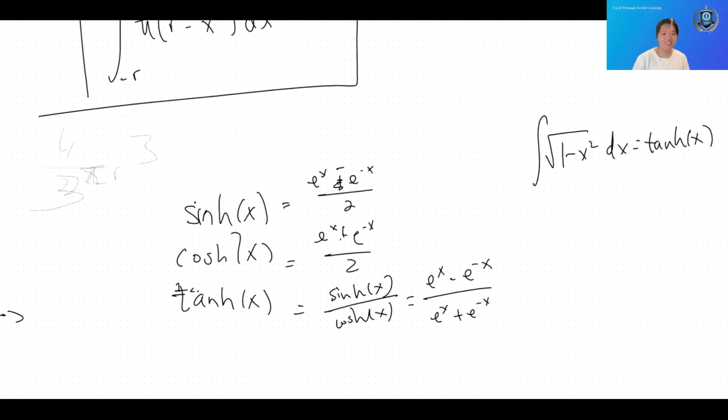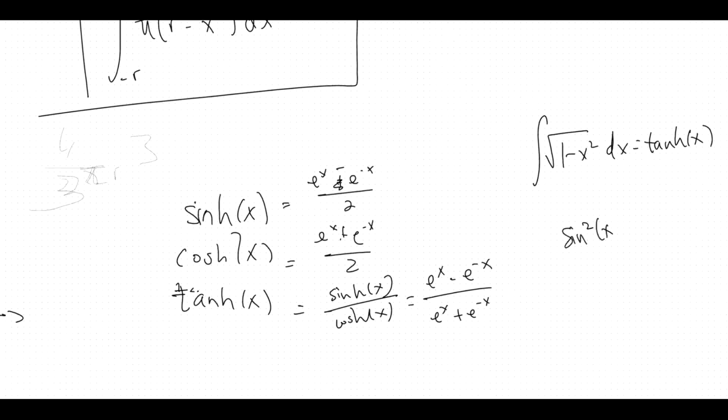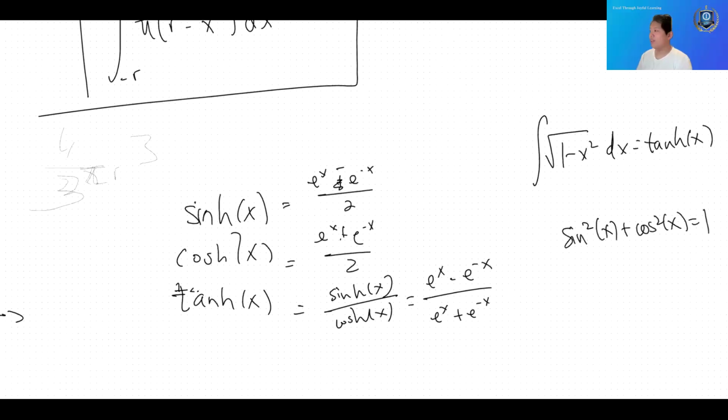You also have hyperbolic identities that come with it. Similar reasoning, you have trigonometric identities, right? You have sine squared x plus cos squared x equal to 1. There's also going to be U subs and stuff as well. Yes, U sub's the fun part. In terms of sinh and cosh, you have cosh squared of x minus sinh squared of x equal to 1.